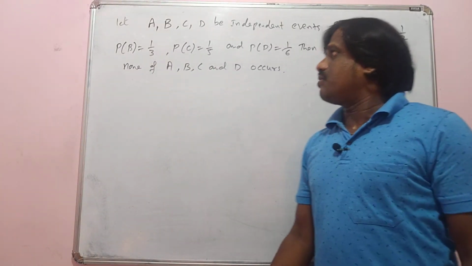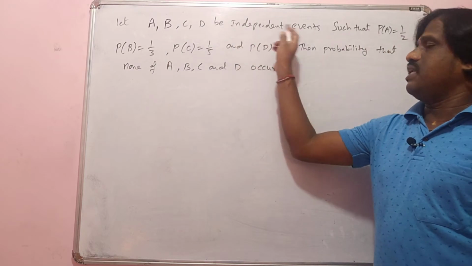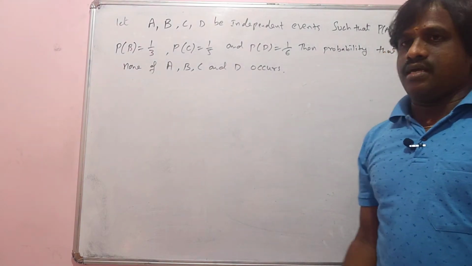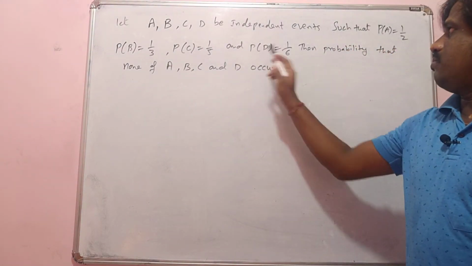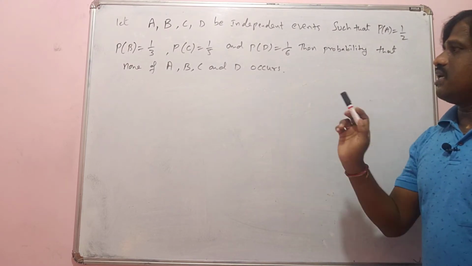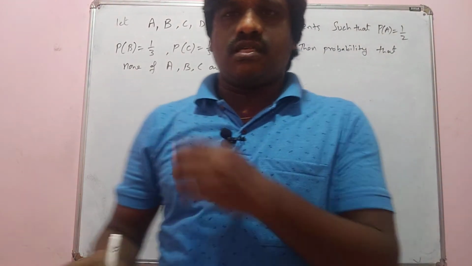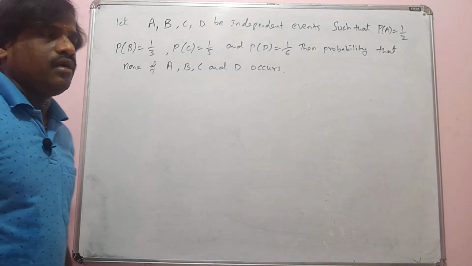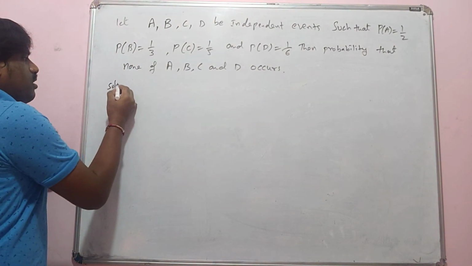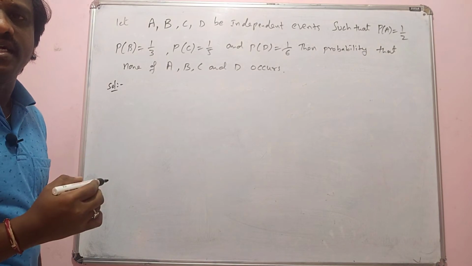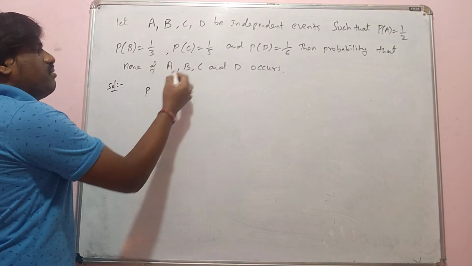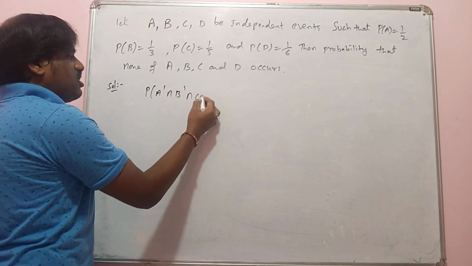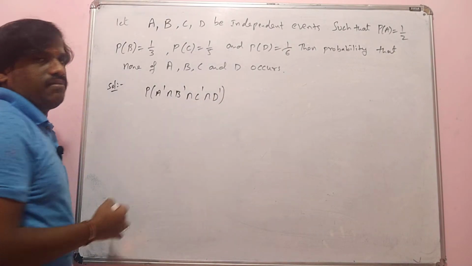One of the students asked this doubt: let A, B, C, D be independent events such that probability of A is 1/2, probability of B is 1/3, probability of C is 1/5, and probability of D is 1/6. Then we have to find the probability that none of A, B, C, D occurs. How to do this one? Whenever they ask the probability of none of independent events, it means A dash intersection B dash intersection C dash intersection D dash. That is the meaning of this.